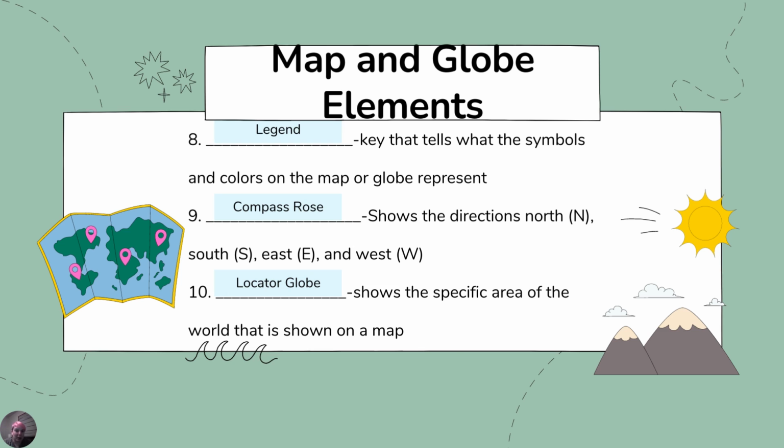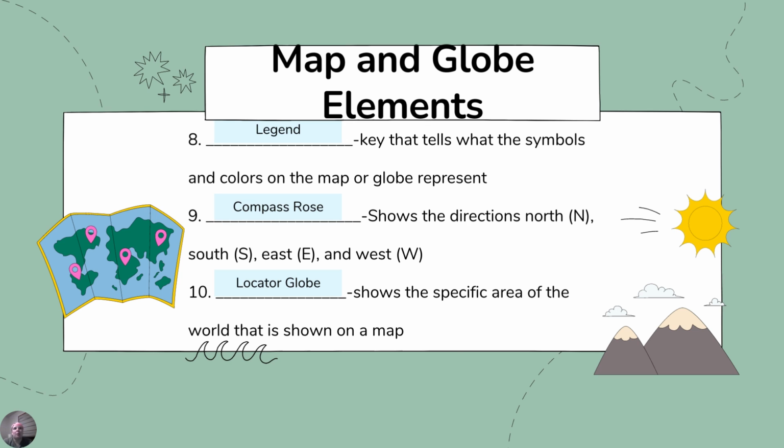All right, the last three map elements that we're looking at today, number 8, is a legend. This is the map key. We're going to start calling it a legend now, but just know that a map legend and a key are kind of the same thing. The legend tells what the symbols and colors on the map or globe represent.